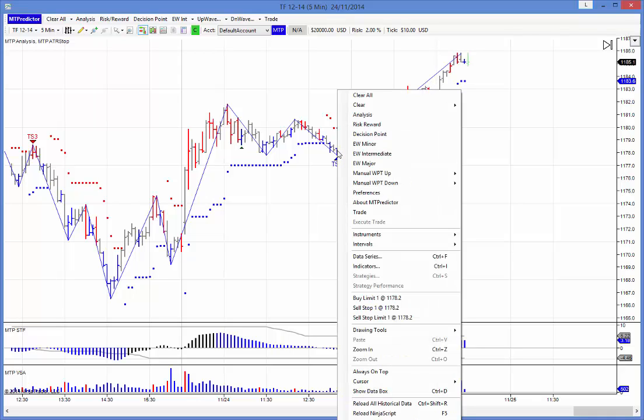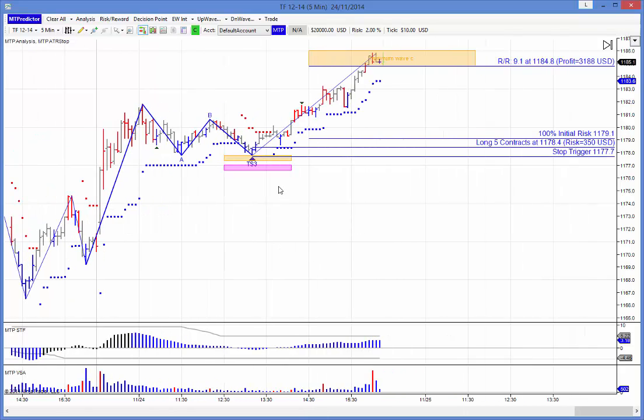Let's now place the analysis on. Right mouse click over the blue buy bar, do analysis, and look at this. What a great trade. Again, position sizing keeps the initial risk small and under control.